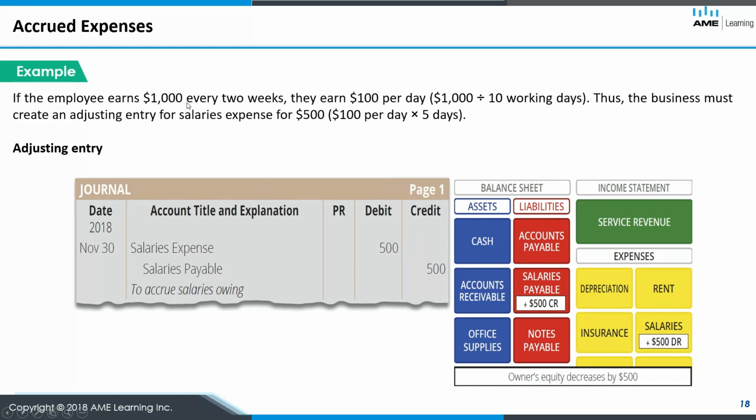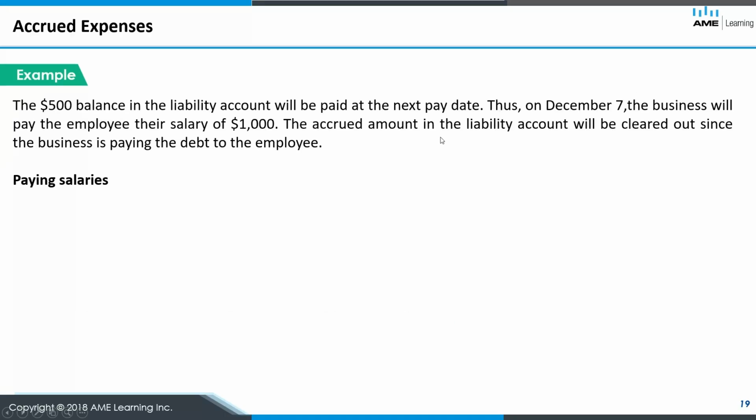If we have an employee earning $1,000 every 2 weeks, they earn $100 per day if there's 10 working days, Monday to Friday. So if we have to accrue 1/2 of that pay period in November, for example, then we're going to debit our salaries expense. So we increase expense in November, and then we're going to credit our payable. We're going to have this new account called salaries payable, which is going to reflect the fact that we owe the employees $500 as of November 30th, even though they will be paid on December 7th.